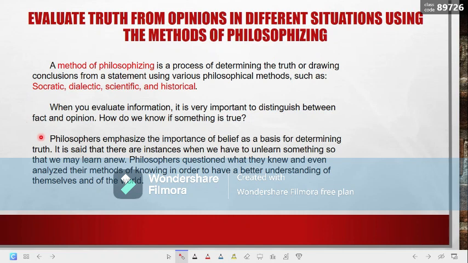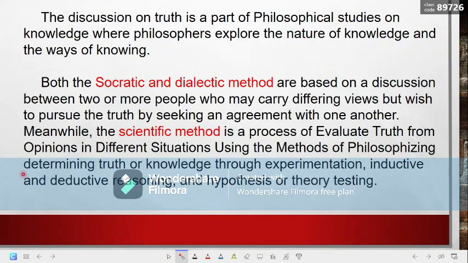Now, philosophers emphasize the importance of beliefs as a basis for determining truth. It is said that there are instances when we have to unlearn something so that we may learn anew. Philosophers question what they know and even analyze their methods of knowing in order to have a better understanding of themselves and of the world. The discussion on truth is a part of philosophical studies on knowledge, where philosophers explore the nature of knowledge and the ways of knowing. Both the Socratic and dialectic methods are based on a discussion between two or more people who may carry differing views but wish to pursue the truth by seeking an agreement with one another.